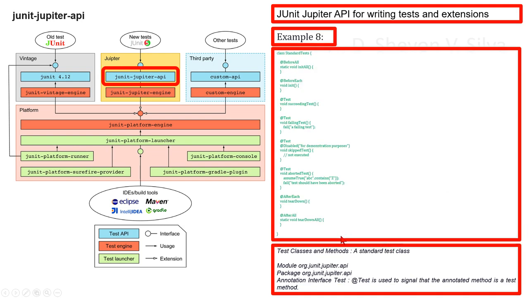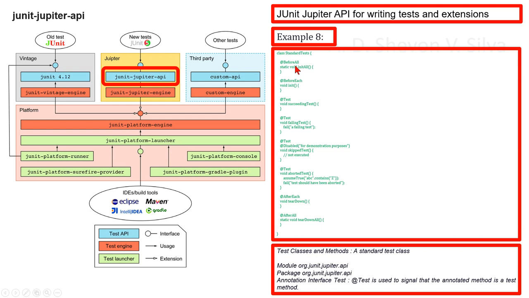Now we are considering a standard test class, in test classes and methods. Annotation interface Test, in package org.junit.jupiter.api in module org.junit.jupiter.api. @Test is used to signal that the annotated method is a test method. The test methods and lifecycle methods may be declared locally within the current test class, inherited from superclasses, or inherited from interfaces. In addition, test methods and lifecycle methods must not be abstract and must not return a value, except for @TestFactory methods, which are required to return a value.